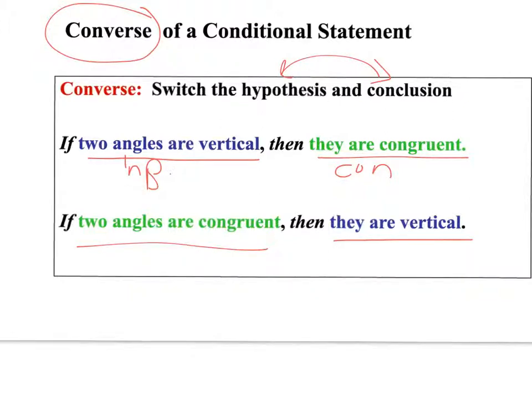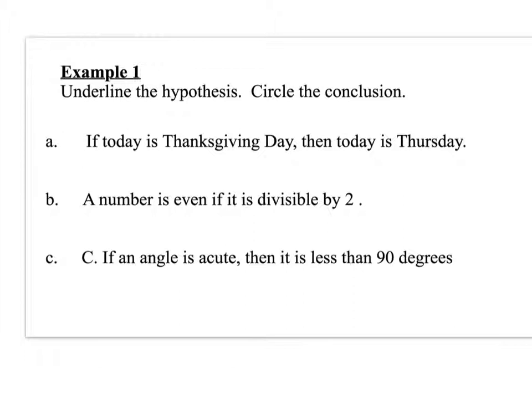Okay, so let's practice. It says underline the hypothesis, circle the conclusion. So let's underline the hypothesis. And I know everybody always thinks it's the first part, but you've got to be careful. Sometimes it's not always the first part. If today is Thanksgiving, then today is Thursday. So what's the hypothesis? Not the if, but today is Thanksgiving Day. The conclusion is not then, but today is Thursday.